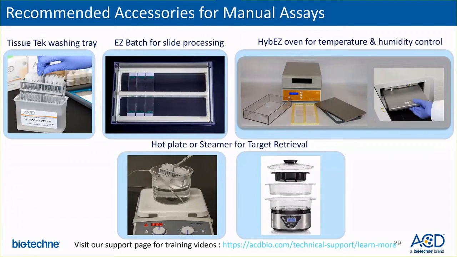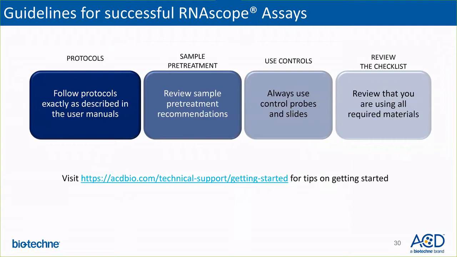And here are some general tips to ensure success with your RNAscope assays. First, we recommend to follow the protocols. We have various protocols with necessary details to help address the best way to run the assay. Next, sample pretreatment is very important to ensure that you get the most optimal RNAscope signal. The pretreatment conditions will differ from sample type to sample type and may require some optimization. Using controls is highly recommended, especially when you are troubleshooting your assay. And lastly, it is critical to make sure that you have all the components required to run the assay before you begin the assay.